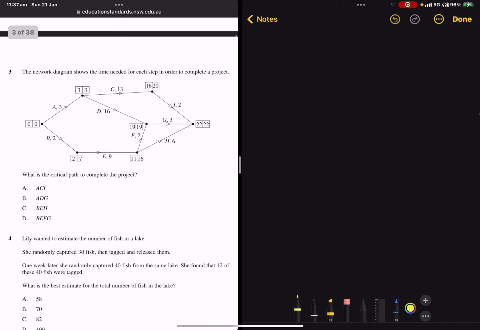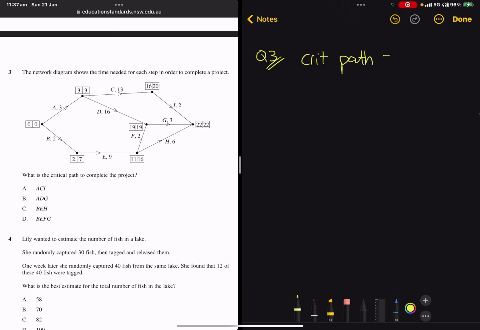So now we'll do question 3. The network diagram shows the time needed for each step in order to complete a project. What is the critical path to complete the project? So for this question, we have to remind ourselves that critical path in the case of these diagrams is essentially the longest path. So we are looking for which path, when we traverse through the diagram, is longer than all the others.